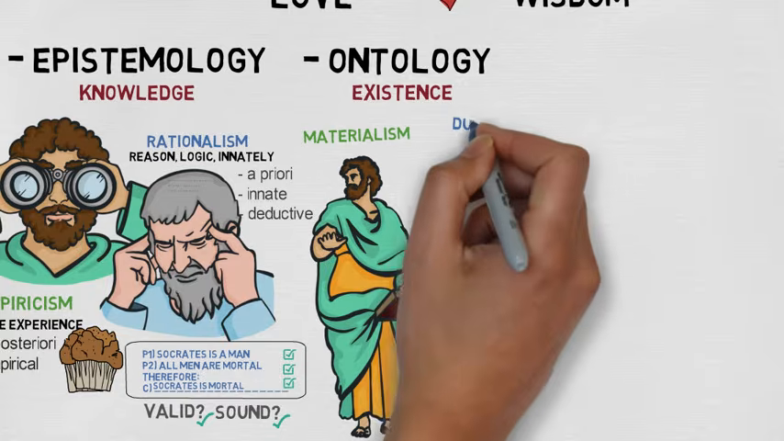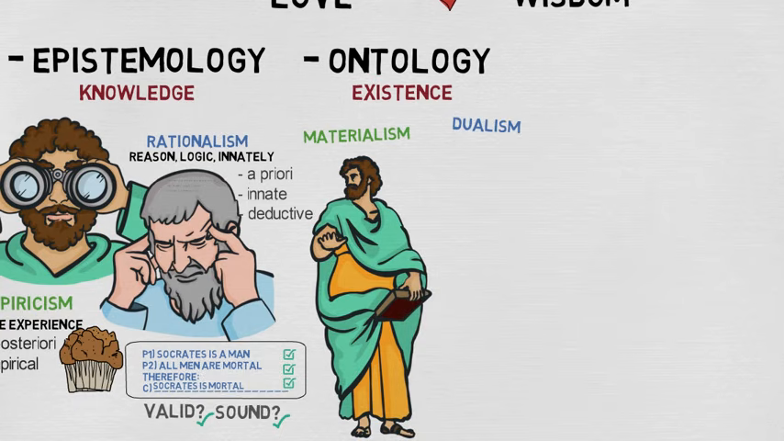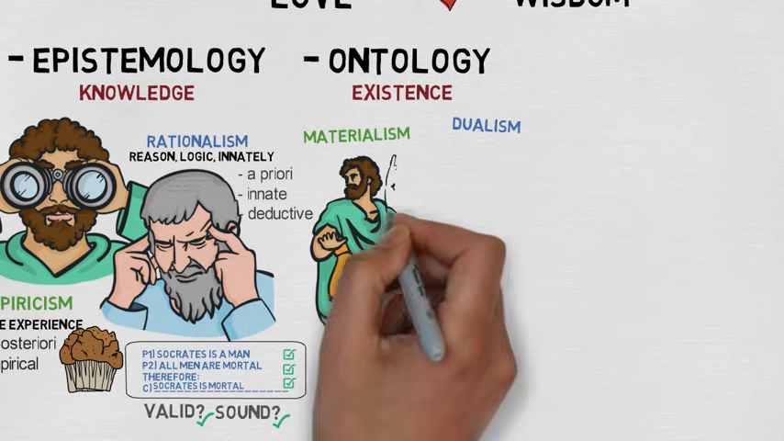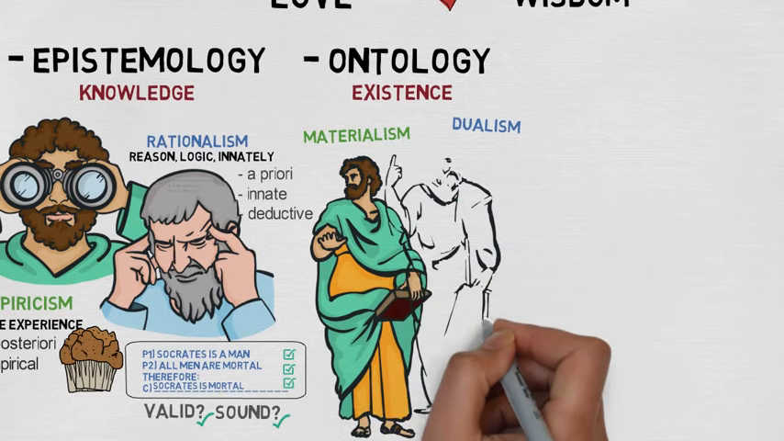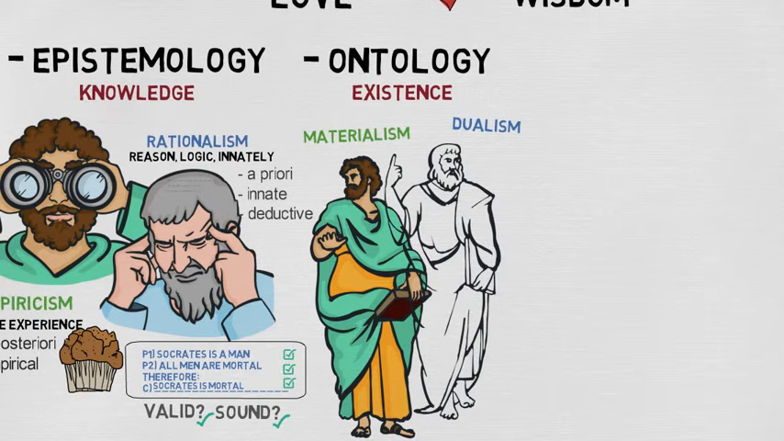And the other school of thought that we'll be looking at is dualism. Now, dualists claim that both physical and non-physical things exist. So things like God and souls. And our scholar to begin with for that will be Plato, whereas our materialist scholar is Aristotle to begin with.